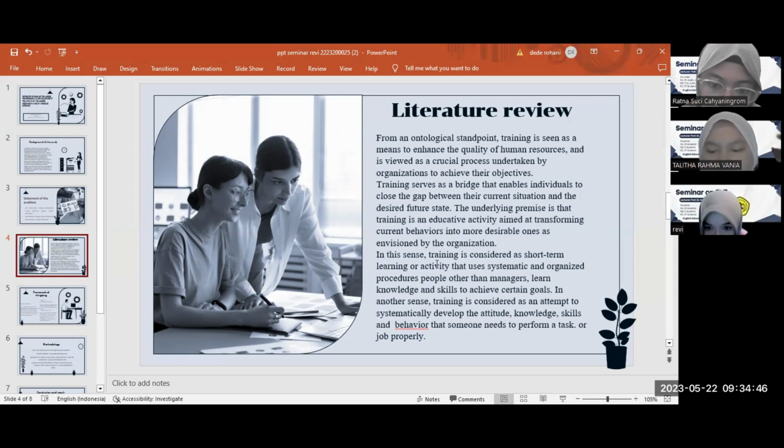In this sense, training is considered a short-term learning activity that uses systematic and organized procedures by which people other than managers learn knowledge and skills to achieve certain goals. In another sense, training is considered as an attempt to systematically develop the attitude, knowledge, skill, and behavior that someone needs to perform a task or job properly.